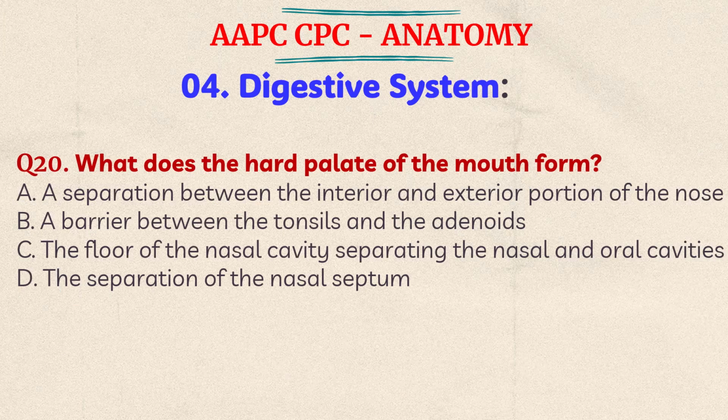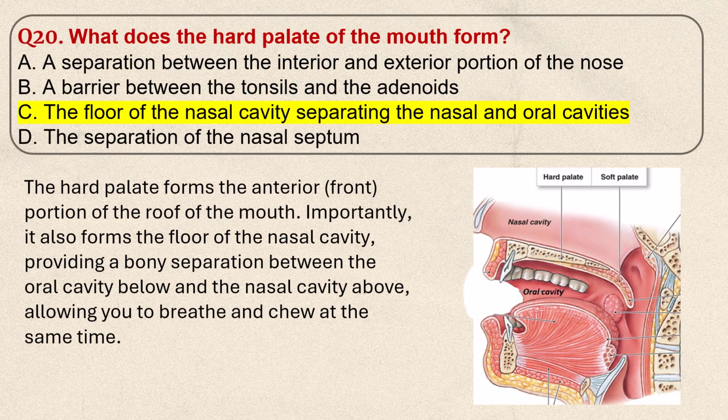Question number 20. What does the hard palate of the human mouth form? So there are 4 answers available. Please pause the video and think the answer. The correct answer is the hard palate of the mouth forms the floor of the nasal cavity, separating the nasal and oral cavities. Here you can see this is the nasal cavity from the nose, it's going down, and this is the oral cavity, that is the mouth. So the nasal cavity and oral cavity are divided by the hard and soft palates.